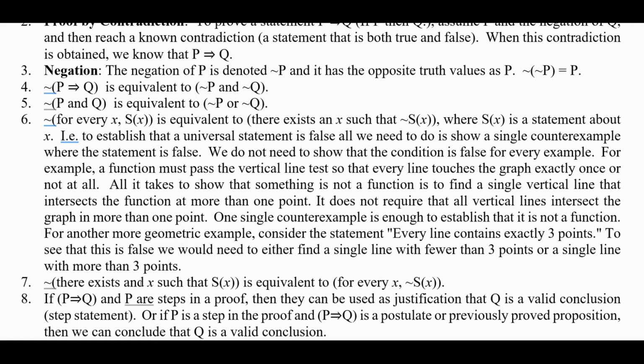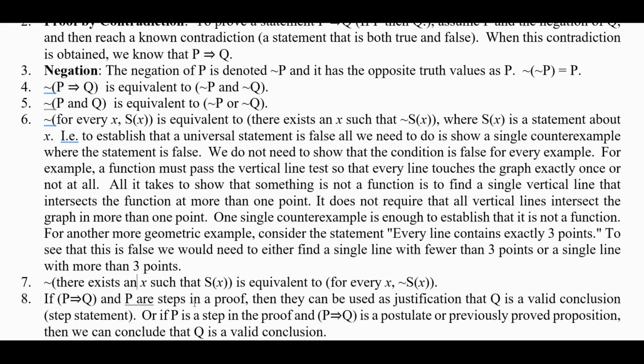The opposite of "there exists an x such that S of x is true" is equivalent to saying "for every x, this is true." So that's just the backwards of what we just said, right? If there's a statement that says there exists something that's true, then the negation of that is everything is false.